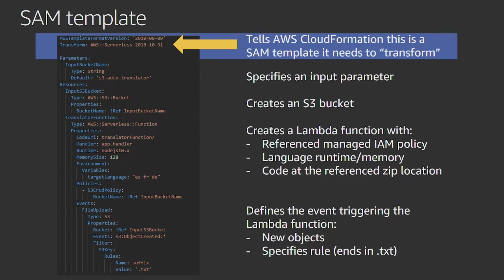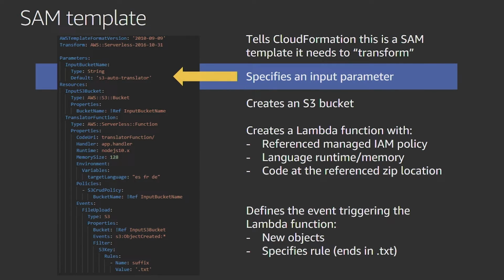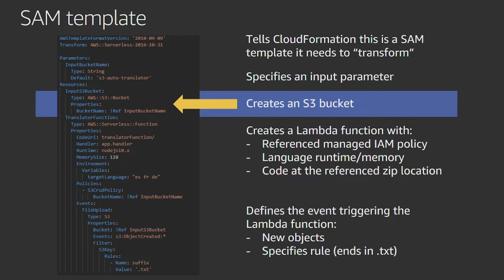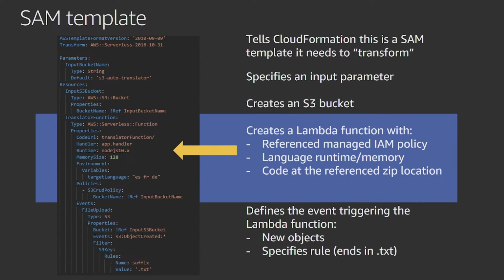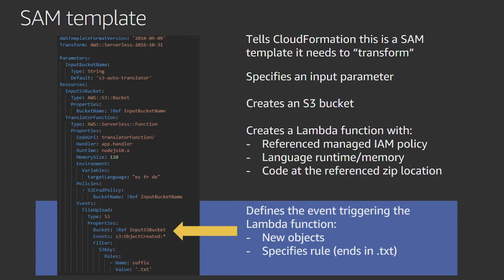Here is a simple SAM template that you'll see in one of the future videos. This tells AWS CloudFormation that it's a SAM template that it needs to transform. It specifies an input parameter, in this case a bucket name. In the resources section, it creates an S3 bucket and also creates a Lambda function with the correct IAM policy specifying the language runtime and memory required and where the code can be found. It also specifies the event triggering the Lambda function. In this case, it says when new objects arrive in the bucket, it's looking for objects ending with .txt.